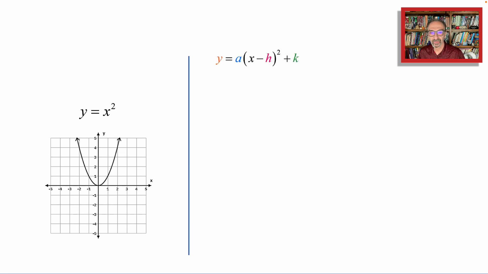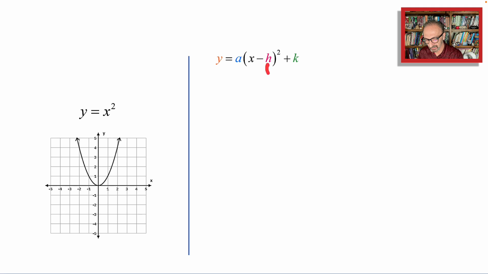Now, if I write the vertex form, if you notice right here, the function is going to be graphed in this color. We have a as the leading coefficient, which determines if the graph opens up or down, and if it gets stretched vertically by a factor of a. If a is 2, it's going to be stretched vertically. If a is half, it's going to be compressed.